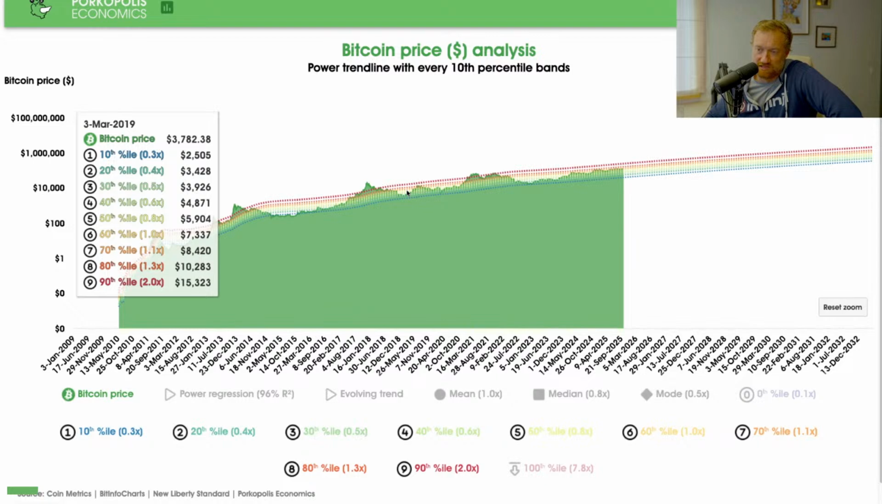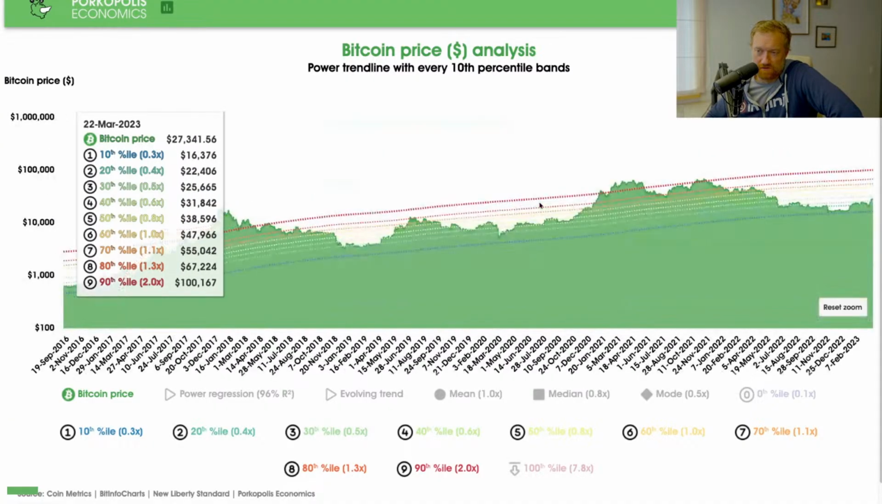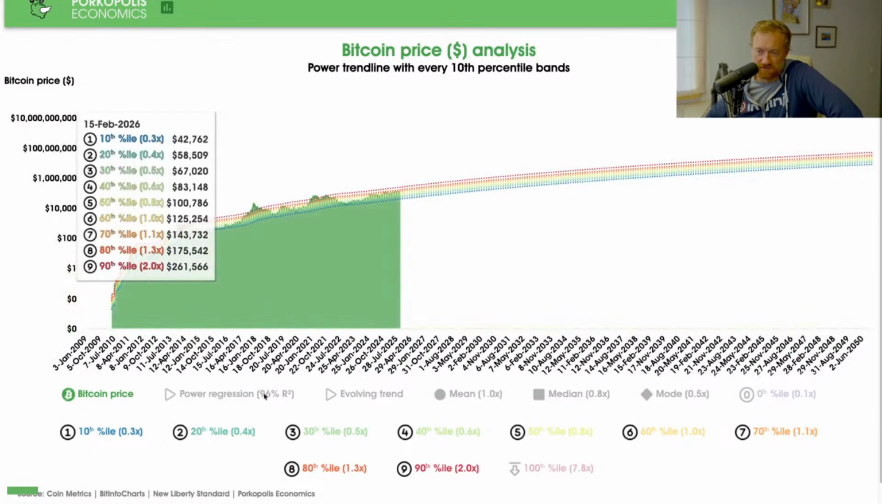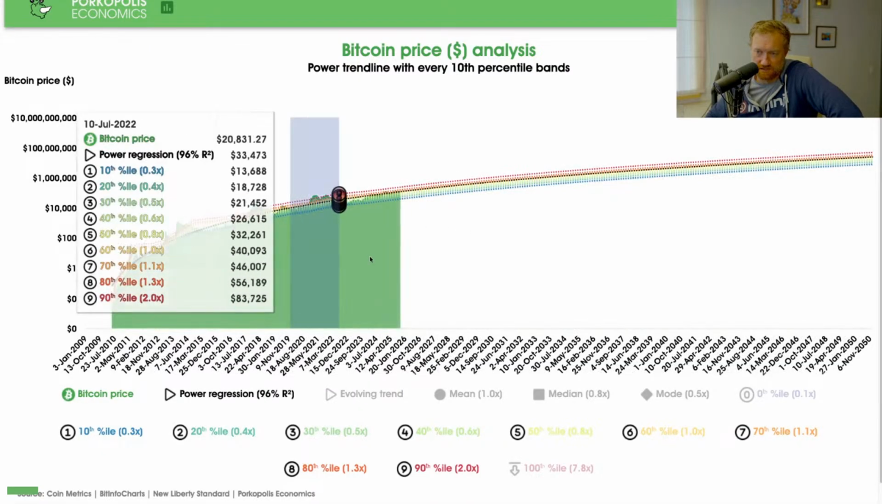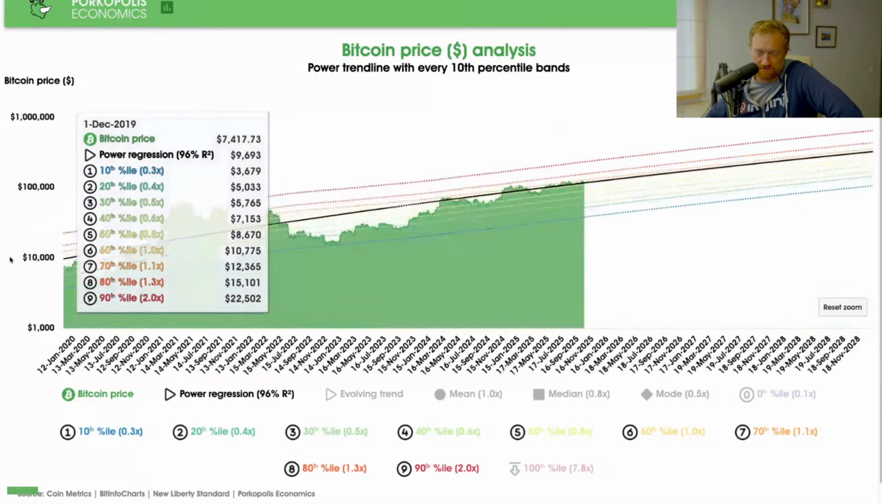The market is highly geared. But we're right on trend. Overall, you draw that trend line, we're still right on trend.